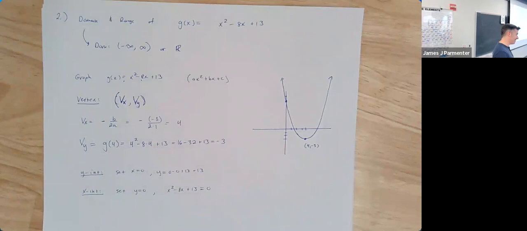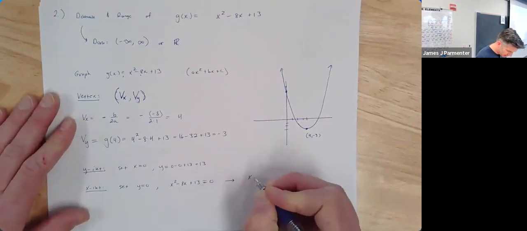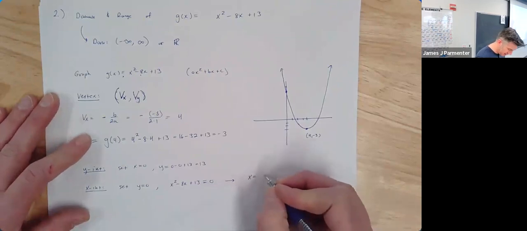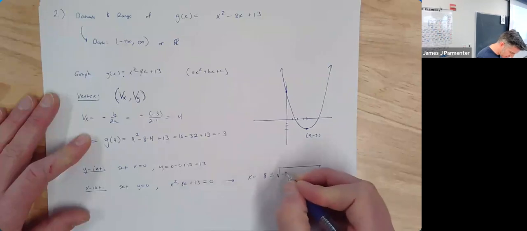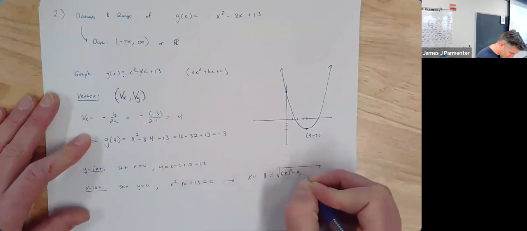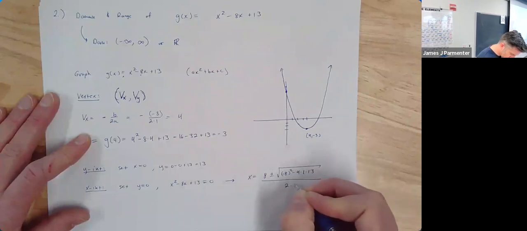Yes, exactly. I know. It's not that bad though. So here our solution would be x equal to negative negative 8 plus or minus the square root of negative 8 squared minus 4 times 1 times 13, all over 2 times 1.